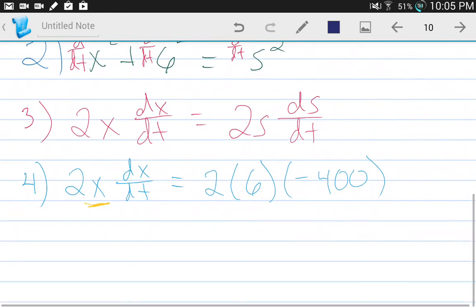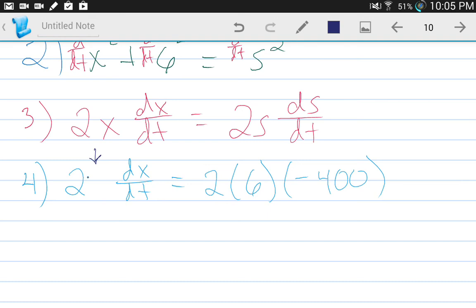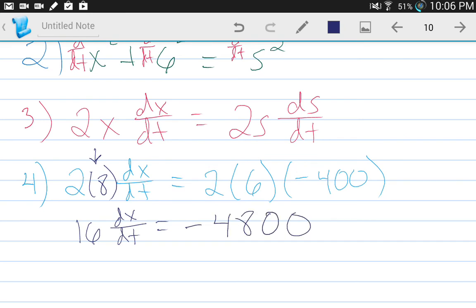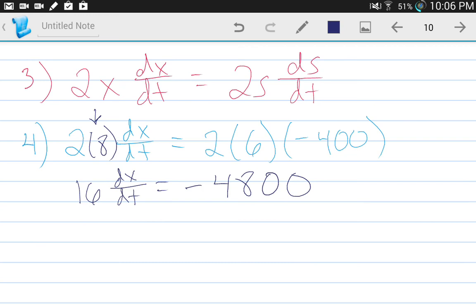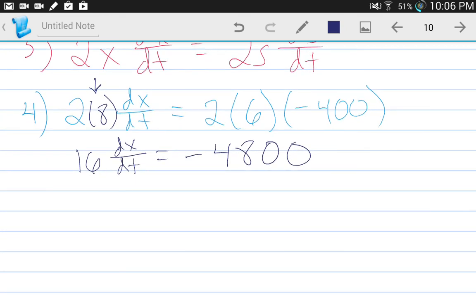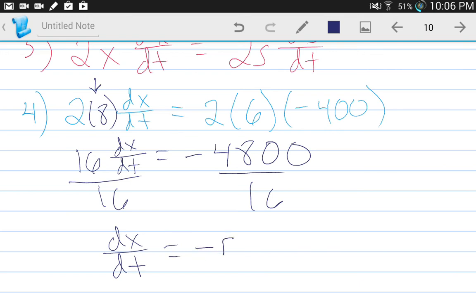Alright, so now I'm going to come back in here and plug in 8 for this x. And so we get 16 dx over dt equals 2 times 6 is 12 times negative 400. 12 times 400 is what? Negative 4,800. And then we're going to divide that by 16. And when you divide that by 16, we get dx over dt equals negative 500.